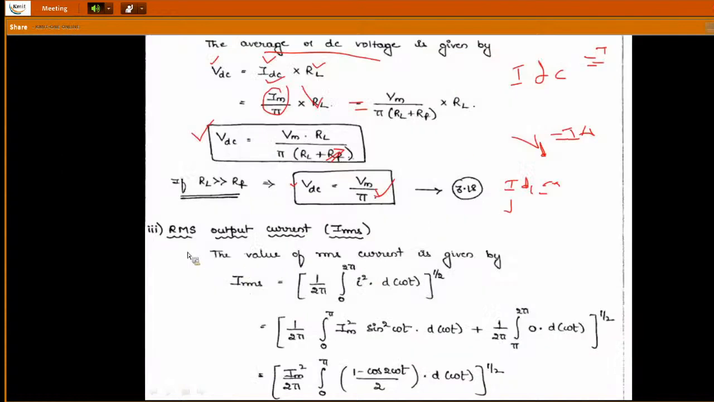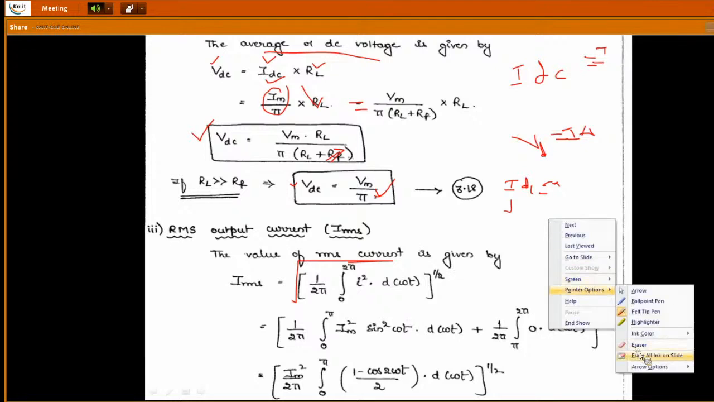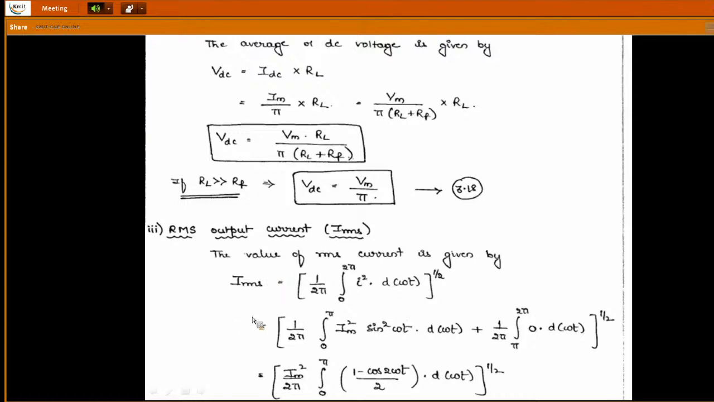What is the RMS value? Root mean square value. Now IRMS is given by the square root of 1 by 2 pi into the integral from 0 to 2 pi of I square d omega t. Generally you write the square root; instead of square root, I am writing the whole power 1 by 2. So the RMS value is equal to (1 by 2 pi into the integral from 0 to 2 pi of I square d omega t) whole power 1 by 2. Now once again you split the limits into 0 to 2 pi.